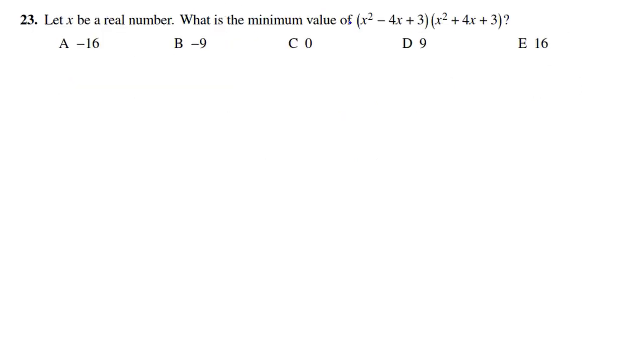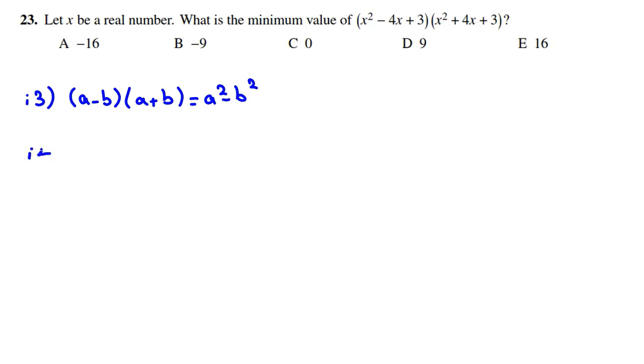If you want to find the minimum value of this, as you can see, we have x squared plus 3 in both terms, but minus 4x and plus 4x. So for idea 3, we should know an important identity: (a minus b)(a plus b) equals a squared minus b squared.